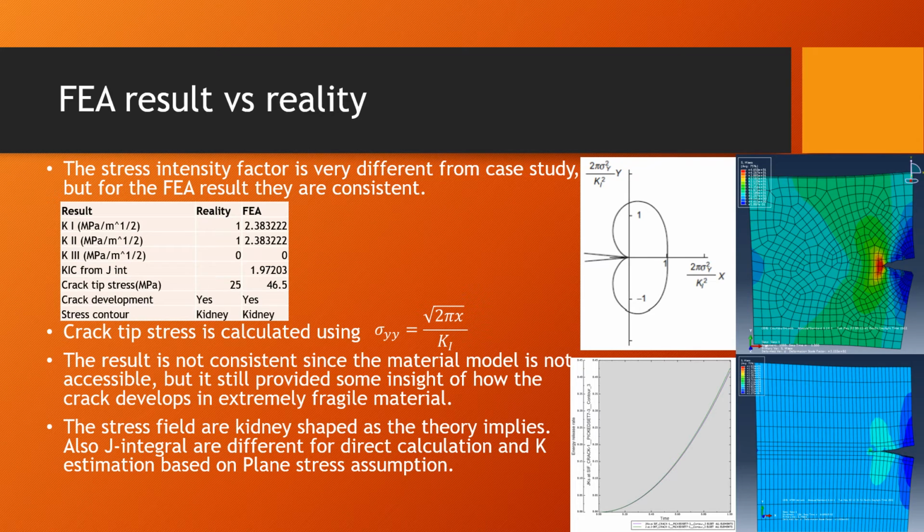So the result is not consistent with the literature, but the FEA result is consistent, and the stress field is very similar to what the book intended, as the kidney shape, as we can see from the lower right. And the J integral calculated is slightly below the J integral estimated from the output of the intensity factor. This is expected because the algorithm is different, and then the random error, the step error, and passing on variables are expected. The result is acceptable but not ideal.